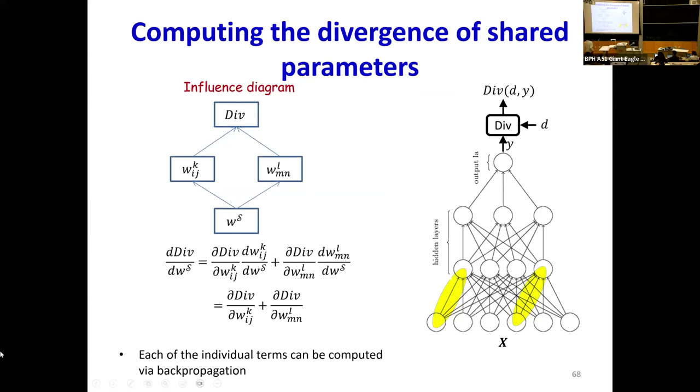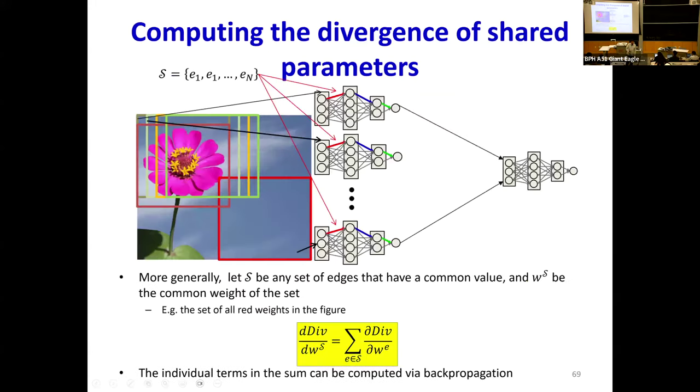They're required to be identical. So these second terms are all one, which means the derivative of the divergence with respect to WS is simply the sum of the derivatives of the divergence with respect to all the terms that are constrained to be identical to WS. That makes sense to everybody? So this means that if I'm trying to perform gradient descent, I would need to compute the derivative of the divergence with respect to each of these terms that is constrained to have an identical value and sum up these derivatives to get the overall derivative of the divergence with respect to the common underlying value. And this is how gradient descent is going to be modified.